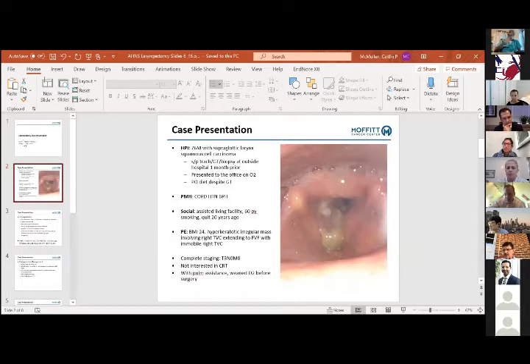And you can see this irregular mass lesion involving the right vocal cord extending a bit to the supraglottis. His right cord was immobile. Full staging was complete, and it looked like a T3N0M0.